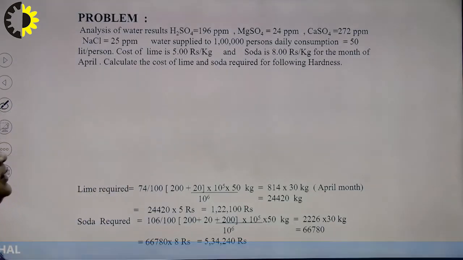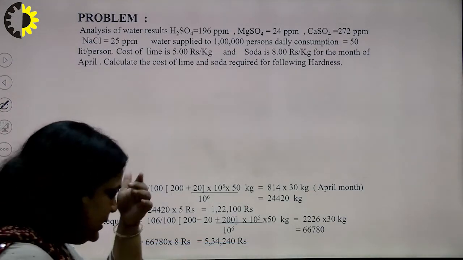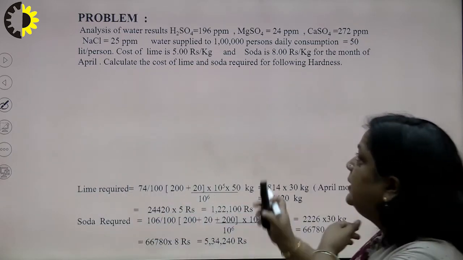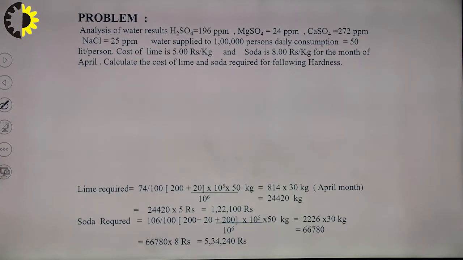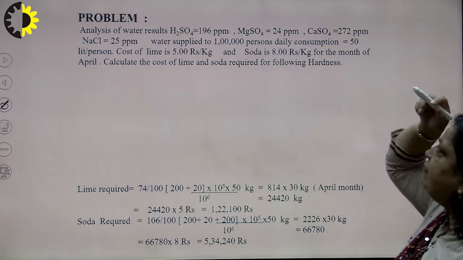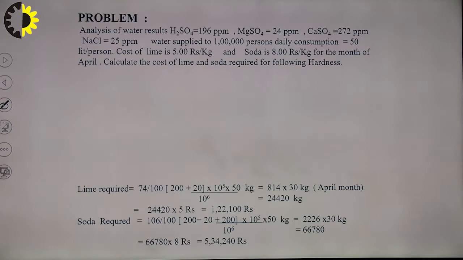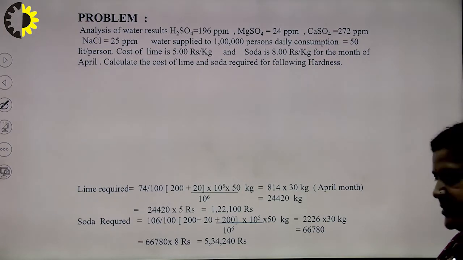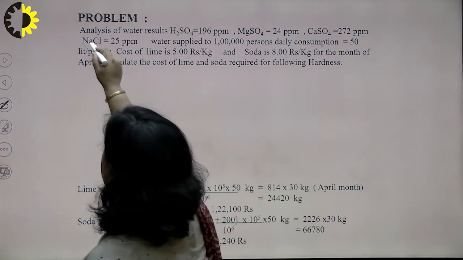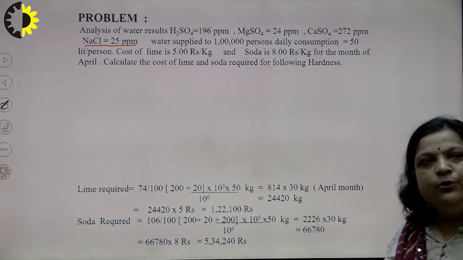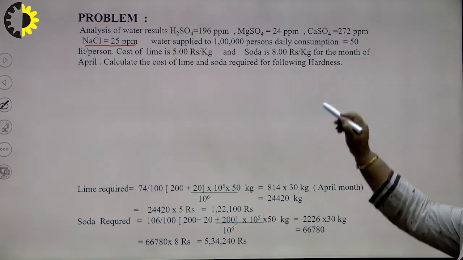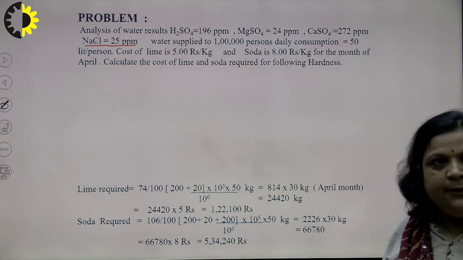Now, let us do this first numerical. The numerical is analysis of water results H2SO4 196 ppm, magnesium sulphate 24 ppm, calcium sulphate 272 ppm, NaCl 25 ppm. So, first point is for NaCl, if lime soda required, we do not, no need to do calculation. And I have taken this numerical from Shashi Chawla.